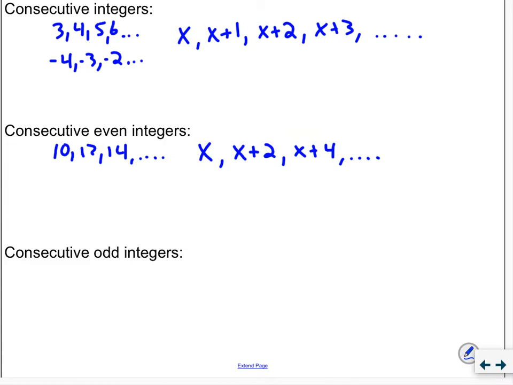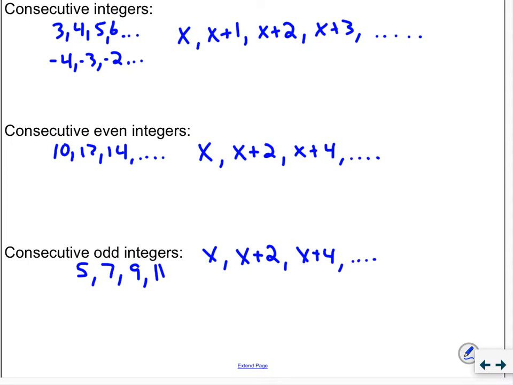Oh, and consecutive odd integers. So are you thinking they're like x plus 3, x plus 5? No, they're not. But wait, those are odd numbers. Hold on. Look at numbers like 5, and then 7, and then 9. How do you go up by those? They have a difference of 2. So consecutive even and consecutive odd integers are represented the same way.